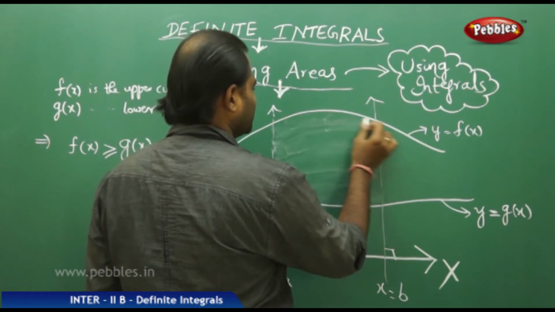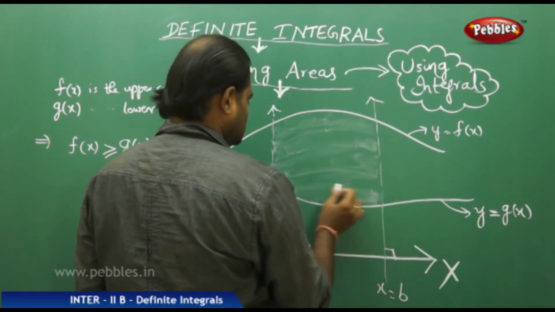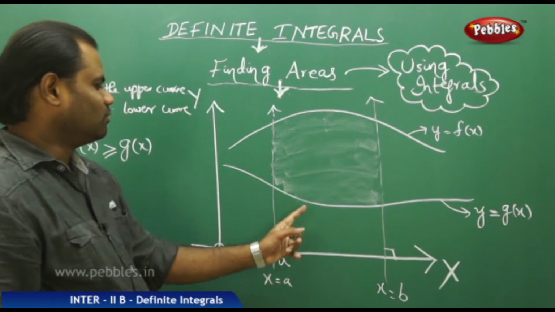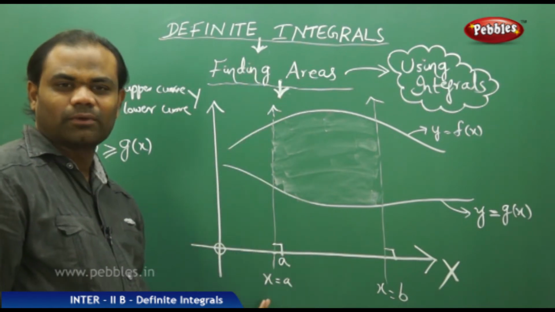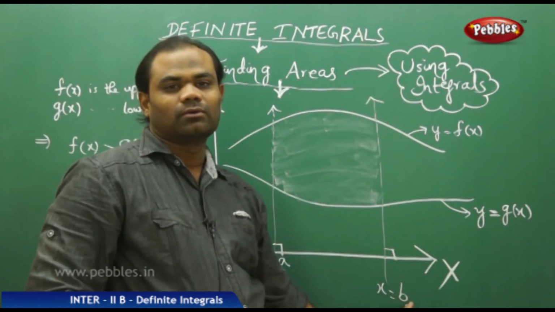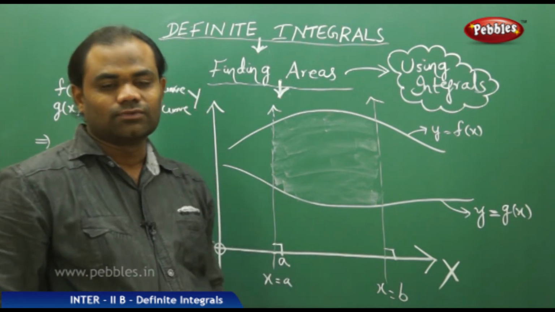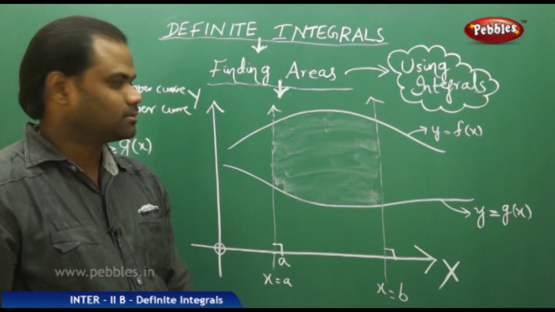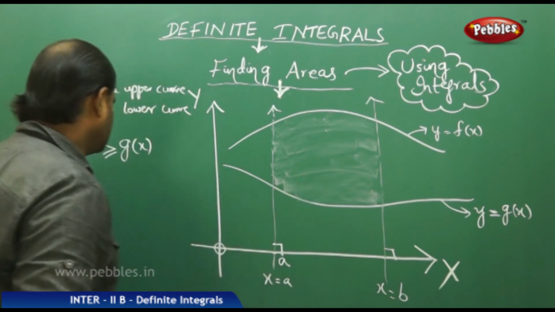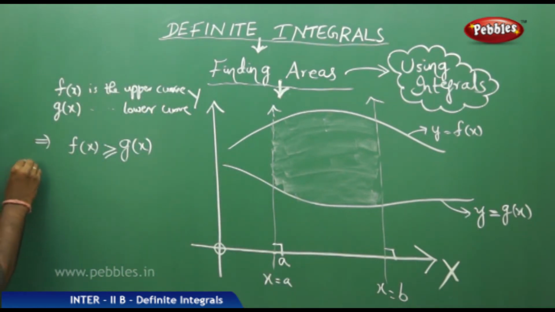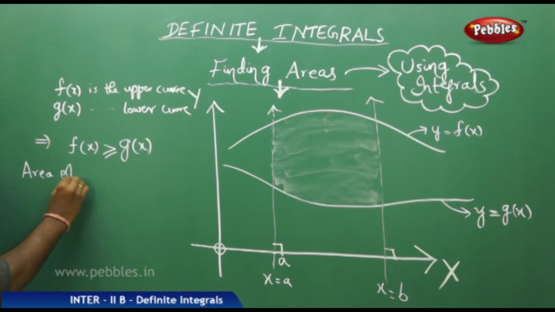Now how do we find the area of this region, which has the upper curve f of x, the lower curve g of x, the left bound x equal to a and the right bound x equal to b? This is what we connect with integrals. So this area can be found as the area of the shaded region.